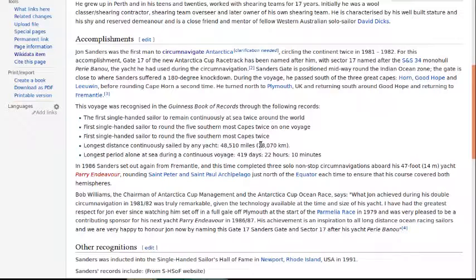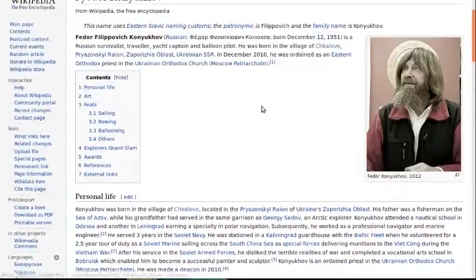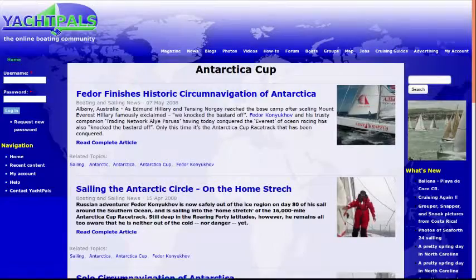He made the circumnavigation twice, not only once. And since then, many people have made it. And the last one is Fedor Konyukov.